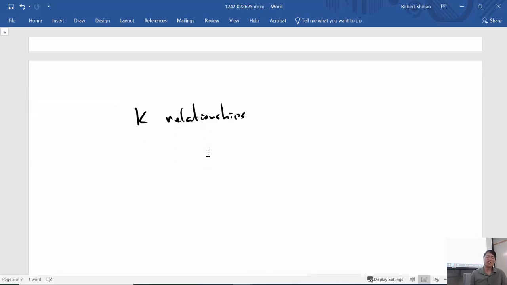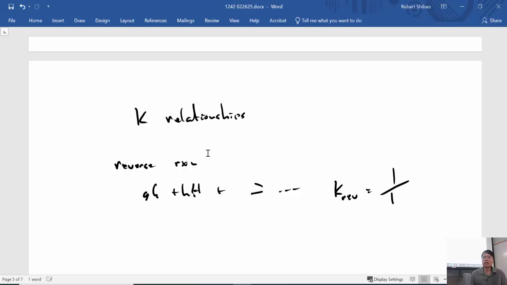If you reverse the reaction, such that the products are now the reactants, GG plus HH plus dot, dot, dot, then K of the reverse reaction is equal to 1 over K of the forward reaction. But, you know, these are two-way reactions. Since these are two-way reactions, we rarely do this, because we'll just say, okay, the reaction goes in reverse.